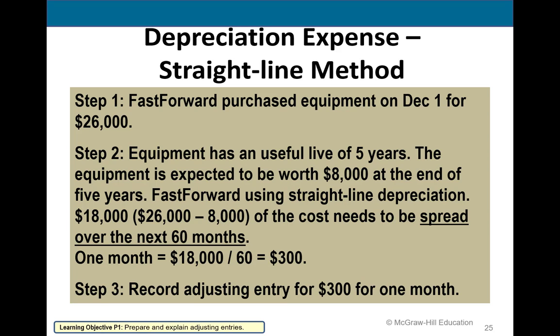I have the 26 minus the 8 gives me the 18. 5 years, I'm doing it monthly, so 5 times 12, that gives me the 60 here. 18,000 divided by the 60. Every month, the entry on this piece of equipment should be an adjusting entry for $300.